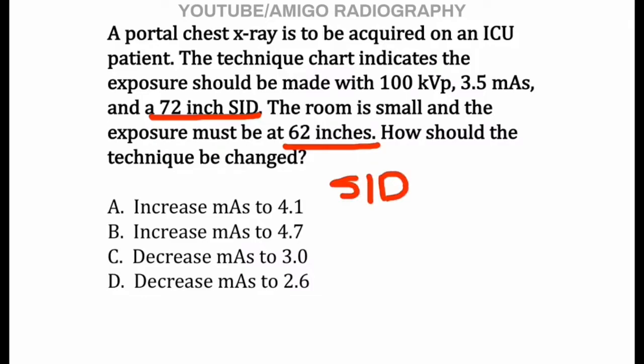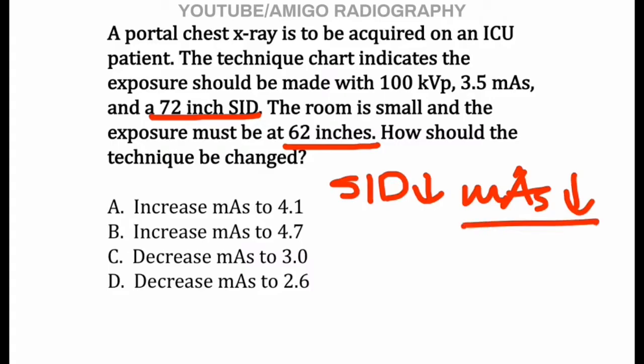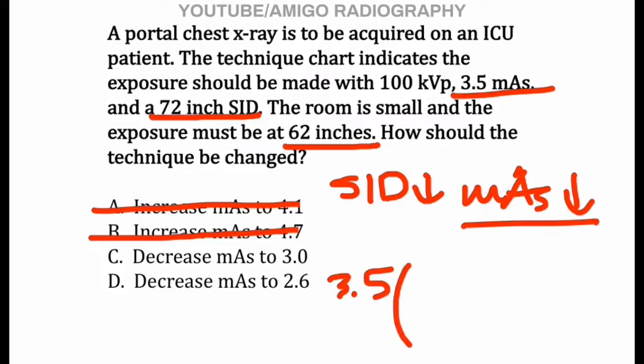If our SID is decreasing, again, we know our mass must also decrease. So once again, there's a few potential answers that we can immediately eliminate. If our mass must decrease and our original mass was 3.5, we know that A has to be wrong and B has to be wrong because we know our mass must decrease because our distance is decreasing. So now it's just a matter of plugging in the numbers. We start with 3.5 mass. We multiply it by a fraction of our square distances.